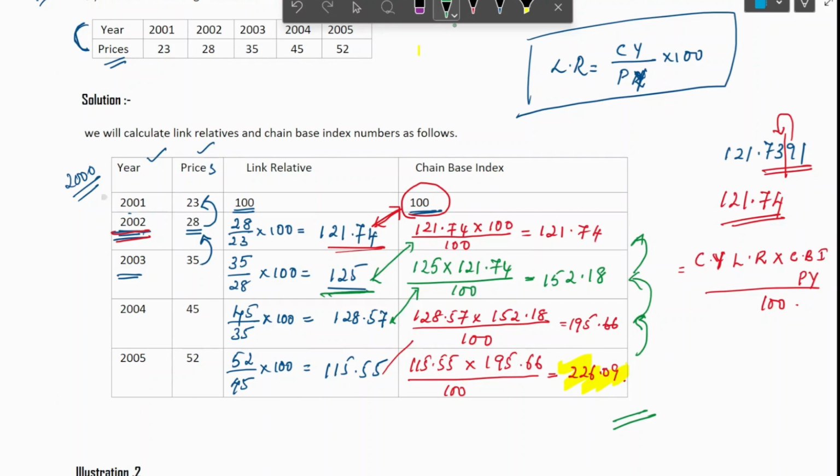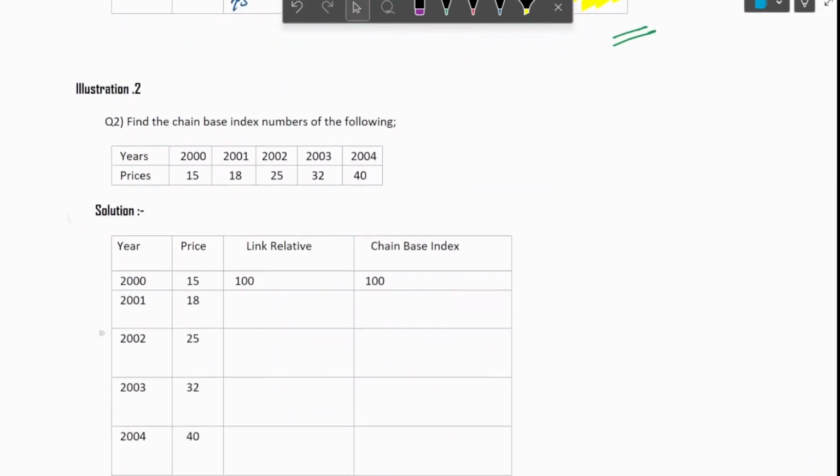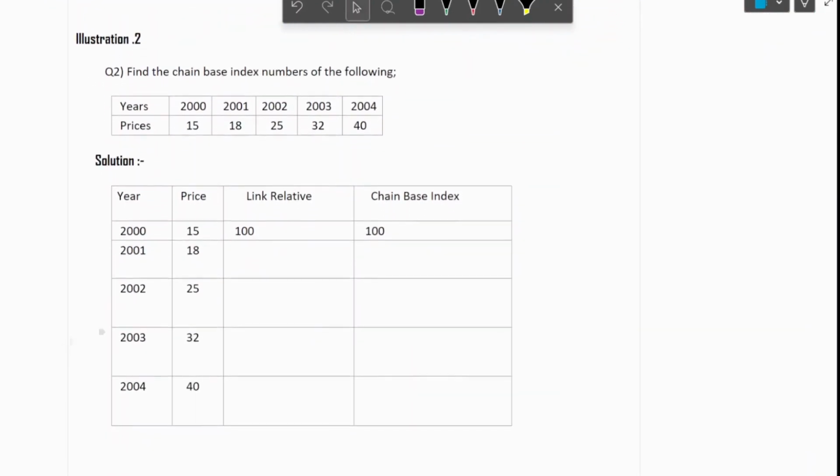We use two formulas, that is for link relative as well as chain base index. Now for your practice, I will show you one more question on how to find chain base index for the same type of question. Now see, read the question. Here, the same type, you want to find chain base index, and prices are given, that is for only one commodity.